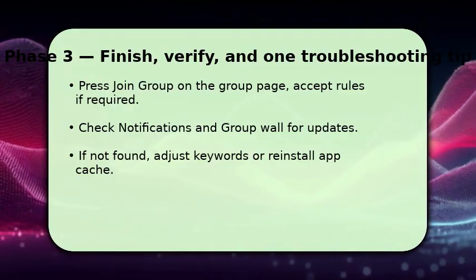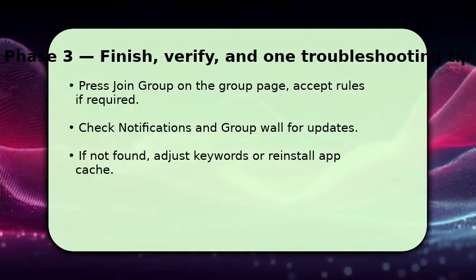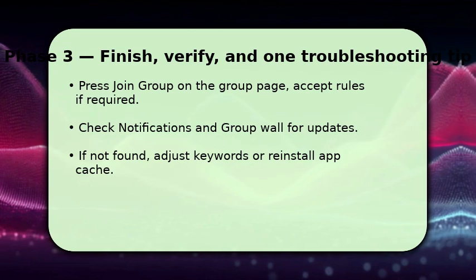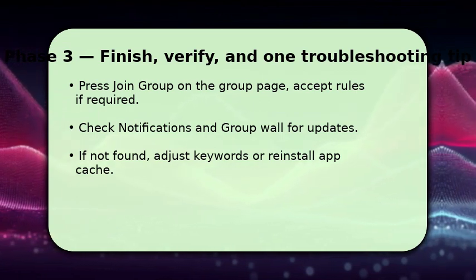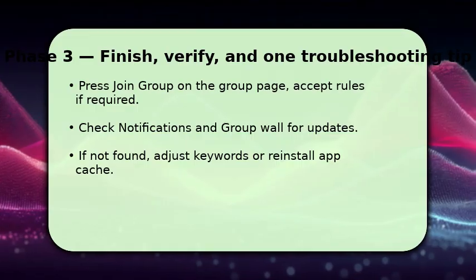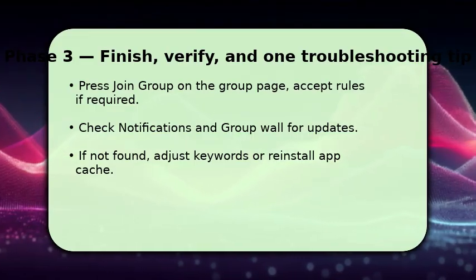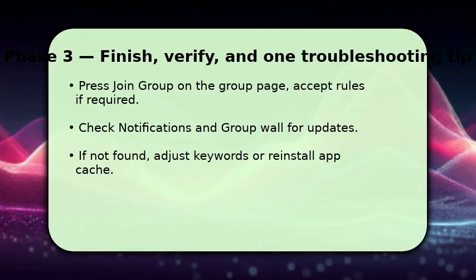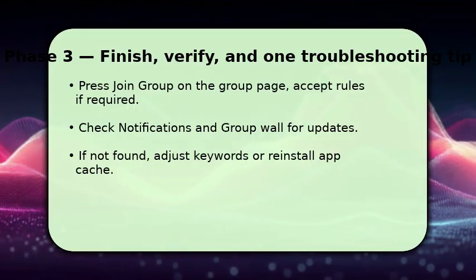Some groups require approval, so be patient. Once a member, check notifications and the group wall for welcome messages or pinned info. This keeps you informed. If you can't find a group, make sure your search terms are exact, try synonyms, or clear the Roblox cache and restart the app.